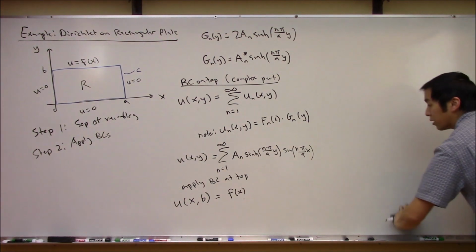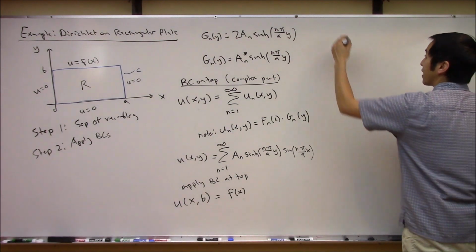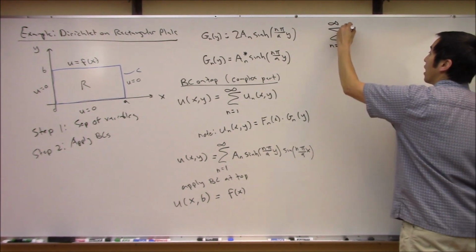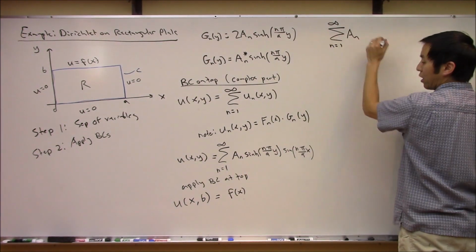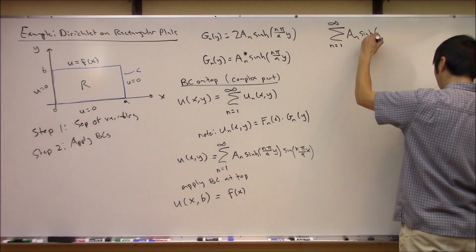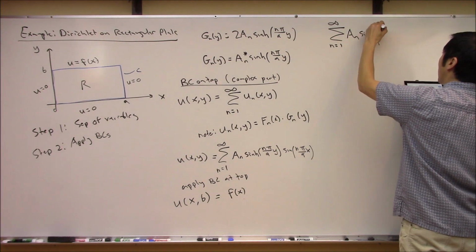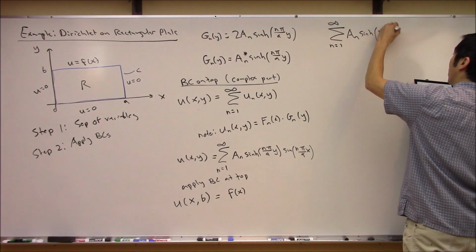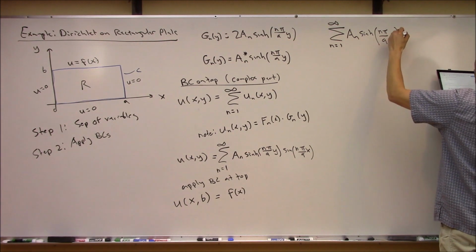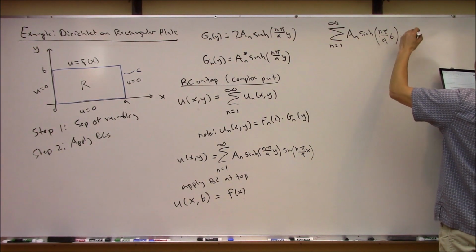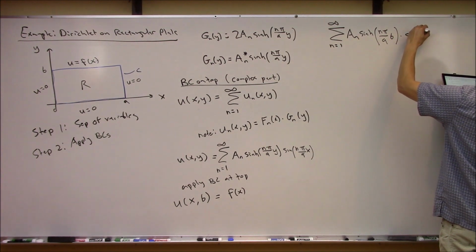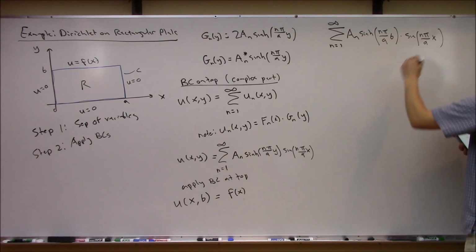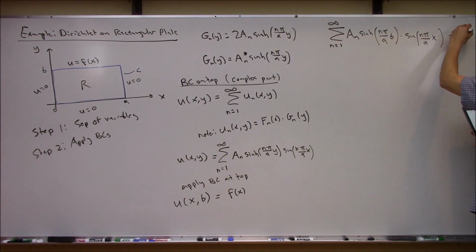All right, here we are, getting there. Okay, so the left-hand side is the sum from n equals 1 to infinity of a_n star times hyperbolic sine of n pi over a times b, times sine of n pi over a x. That's the left-hand side. This had better equal f of x.